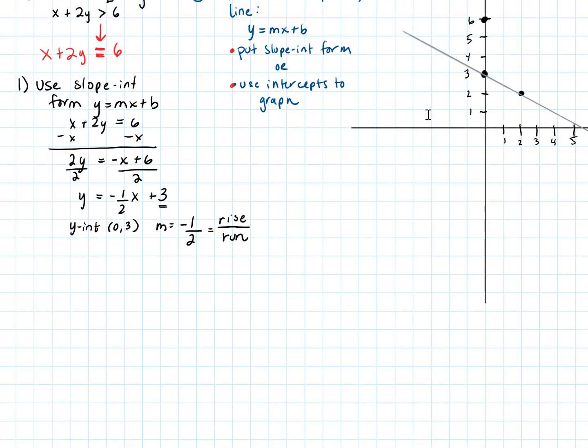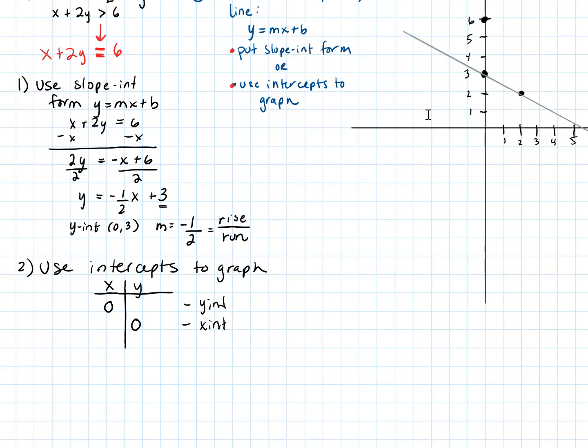So let's talk about the other way to graph. The other way to graph is to use the intercepts. We'll come back to the inequality part of this in just a second, but let's use intercepts to graph. I like to organize my intercept work in a little table. I'm trying to find the x and the y intercepts. So the y-intercept is going to be when x is 0, and the x-intercept is when y is 0.